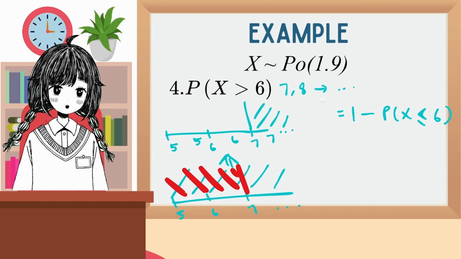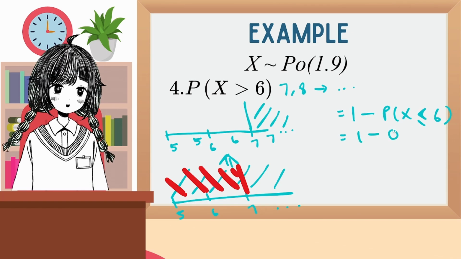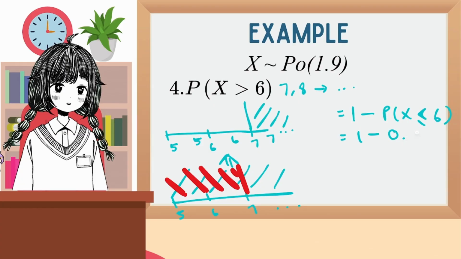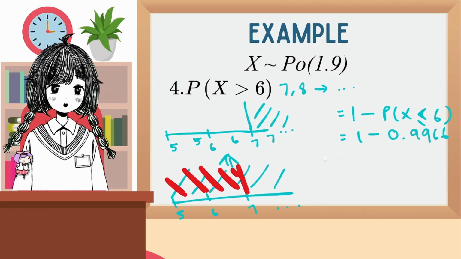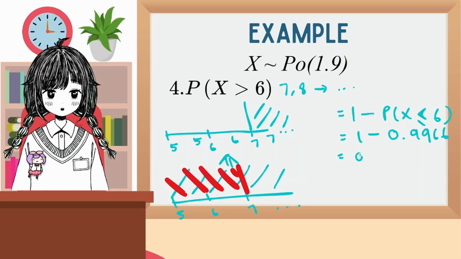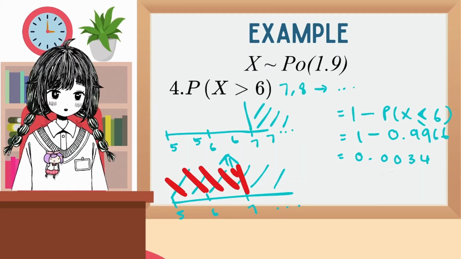Now we can solve the question. So 1 minus, from the stat table, it's 0.9966. So the answer is 0.0034.